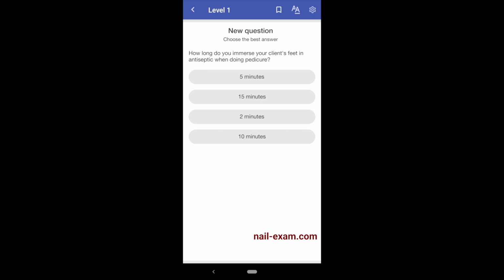How long do you immerse your client's feet in antiseptic when doing a pedicure? Answers: A. 5 minutes. B. 15 minutes. C. 2 minutes. D. 10 minutes. The answer is A.